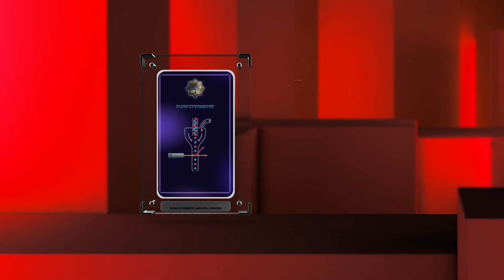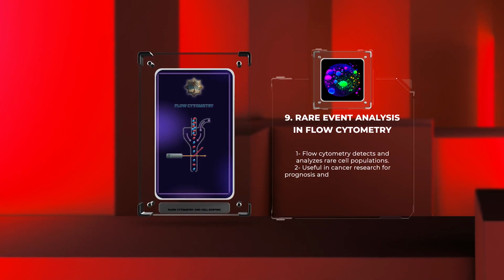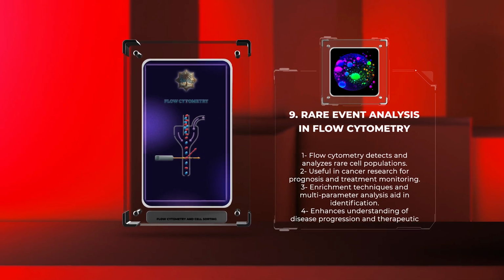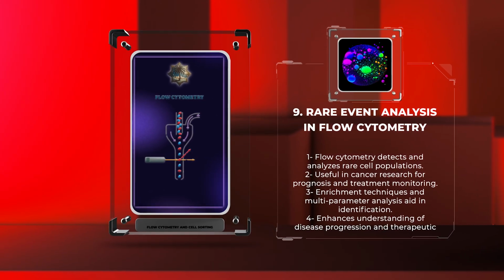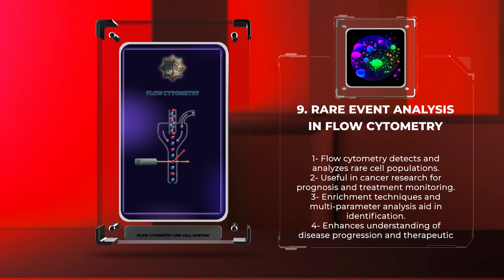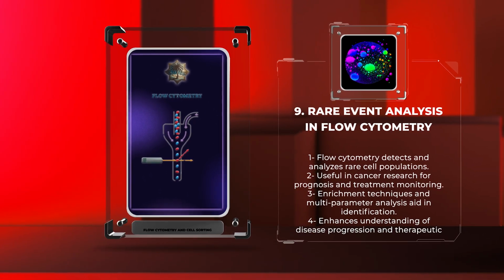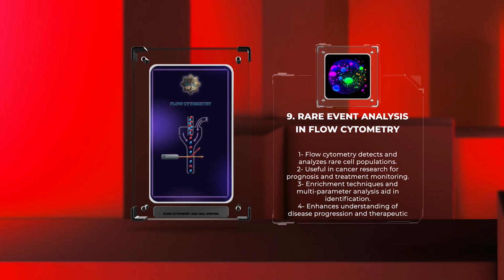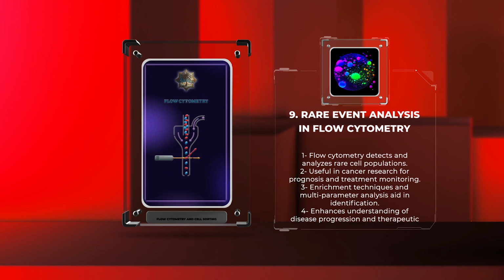Flow cytometry is capable of detecting and analyzing rare cell populations within a sample. This is particularly useful in fields such as cancer research, where the detection of minimal residual disease or rare circulating tumor cells is crucial for prognosis and treatment monitoring. Methods such as enrichment techniques and multi-parameter analysis help identify and characterize these rare events, enhancing our understanding of disease progression and therapeutic responses.